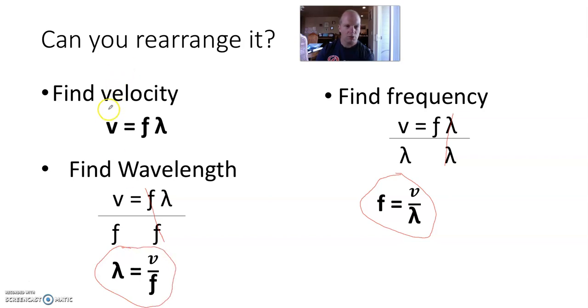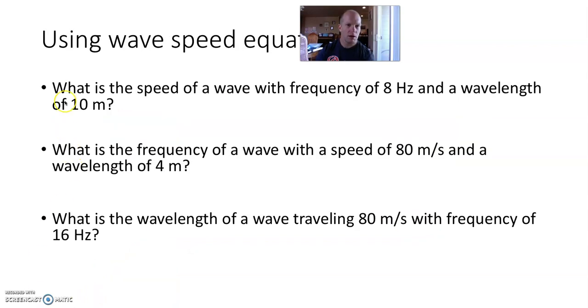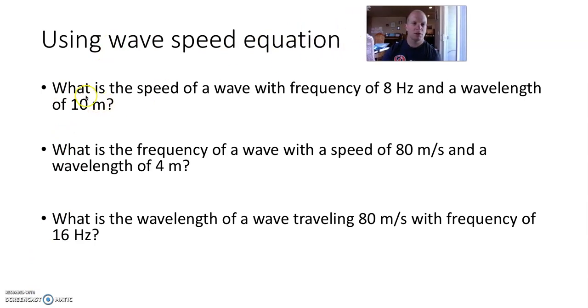And so there are our three equations that are based off of the same thing, right? And you might want to write those down and make sure that you know which is which. Okay, so let's put those into practice real fast here. There we go. All right. So we're going to use the wave speed equation, right? What is the speed of a wave with a frequency of 8 hertz and a wavelength of 10 meters? Well, if I look at this, I'm looking for the speed of a wave, right? Well, speed, velocity is equal to wavelength times frequency, right? Cool. So we do this.